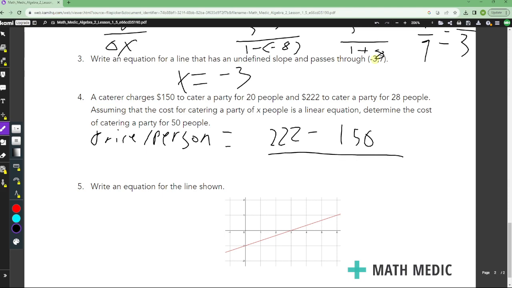divided by 8 people. My bad. 222 minus 150 is 72. So that's really 72. I misspoke. Which equals $9 per person.